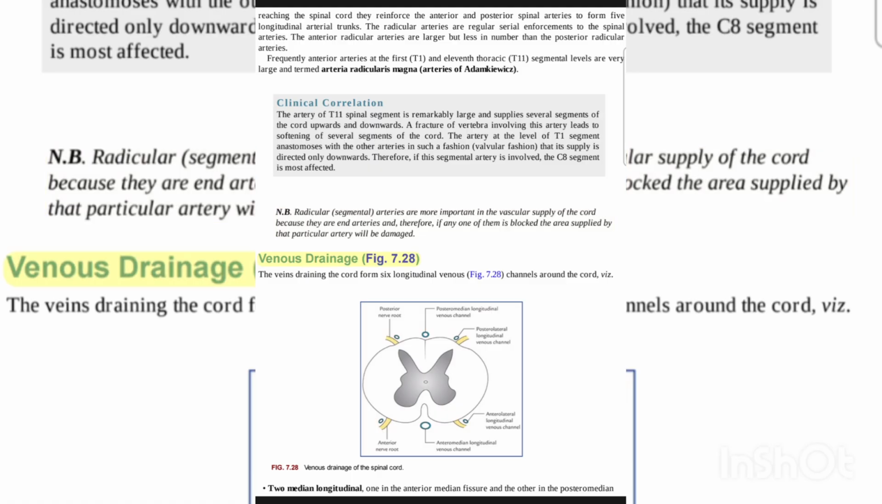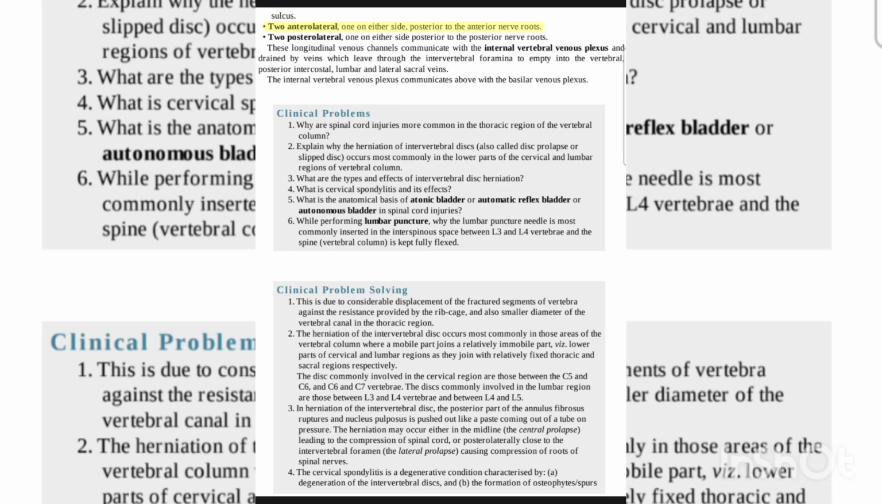Venous drainage, Fig. 7.28. The veins draining the cord form 6 longitudinal venous channels around the cord, viz. 2 median longitudinal, one in the anterior median fissure and the other in the posteromedian sulcus. 2 anterolateral, one on either side, posterior to the anterior nerve root. 2 posterolateral, one on either side posterior to the posterior nerve root.